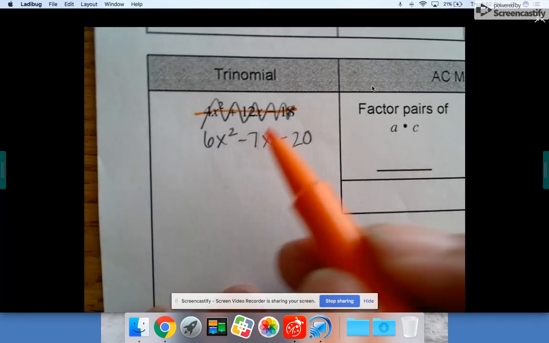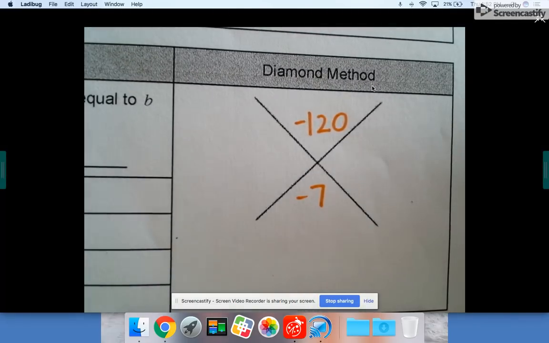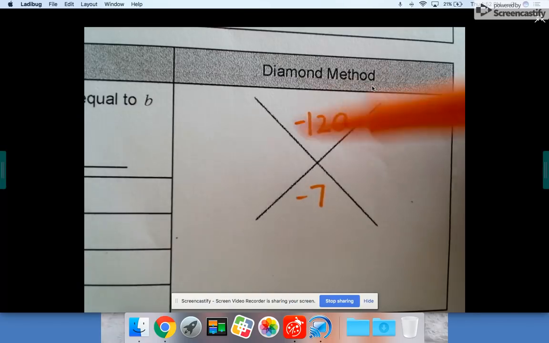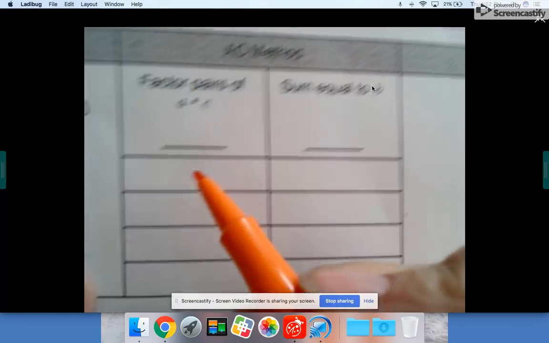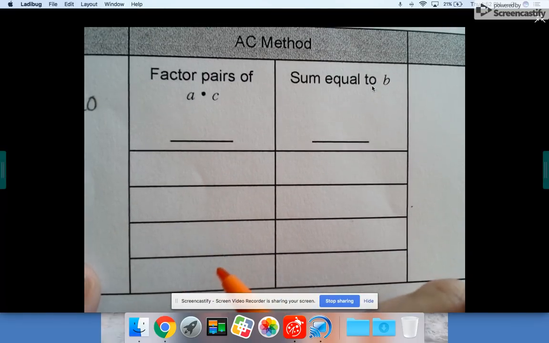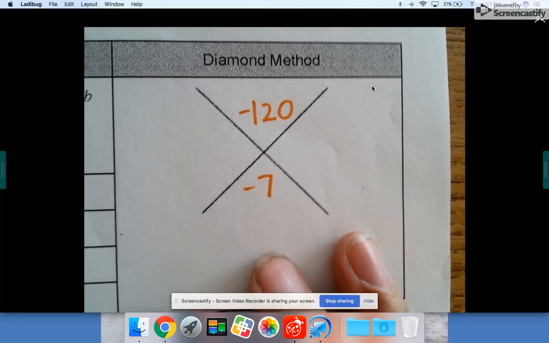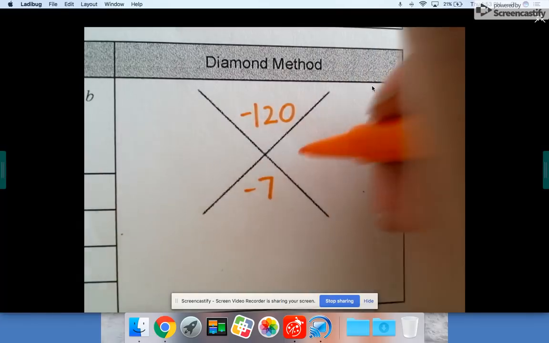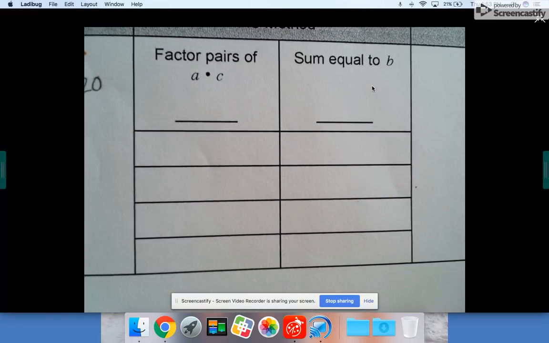And then our B term is negative 7. So we want to think of numbers that when you multiply, you get negative 120, and when you add, you get negative 7. So we can list all the factors out, and you should push pause and go ahead and do that, because I already know what it is, and to save time on the video, I'm going to go ahead and write them in. But you push pause and fill out all the factors of 120 that equal to 7.